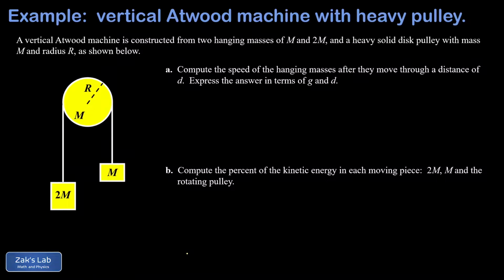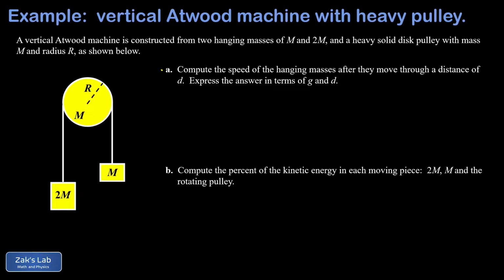In this video, we're looking at a vertical Atwood machine with a heavy disc pulley, and this is framed in a very general way. We have one hanging mass of m, one hanging mass of 2m, and then the pulley itself has a mass of m and a radius of r. What we're trying to find is the speed of the system after it's fallen through a distance of d.